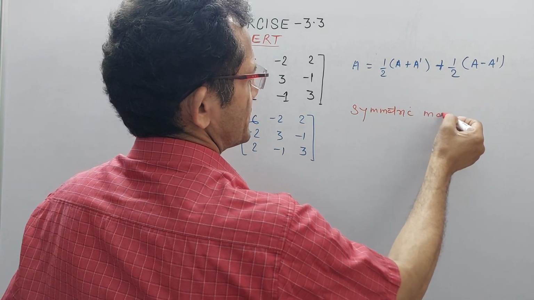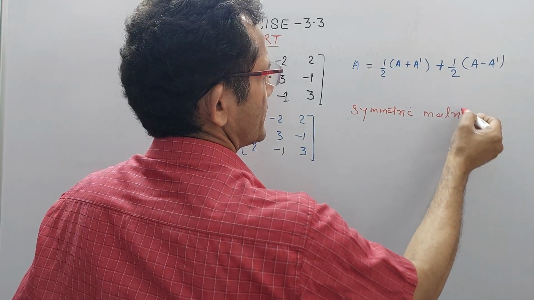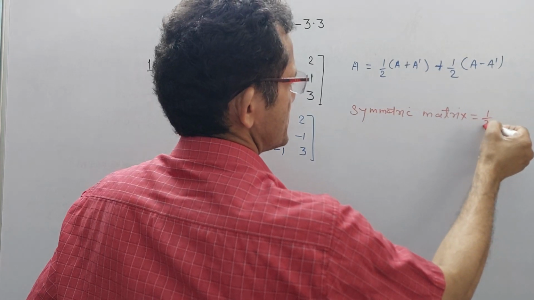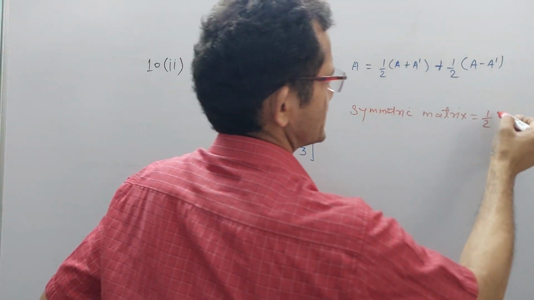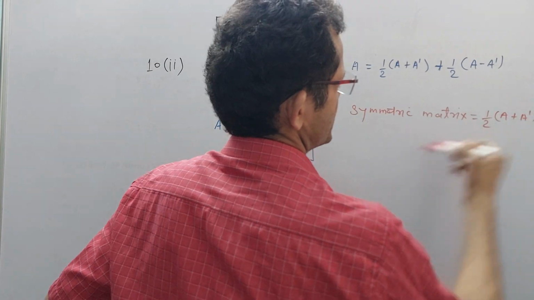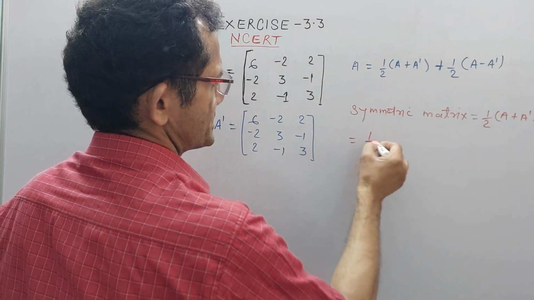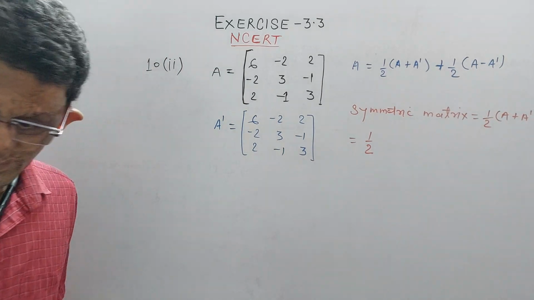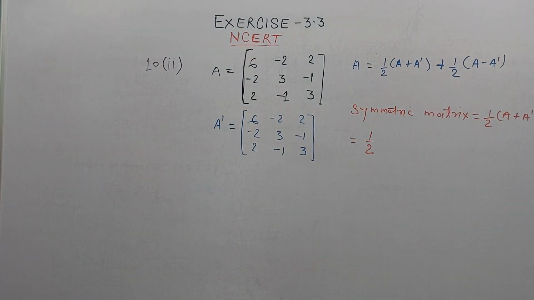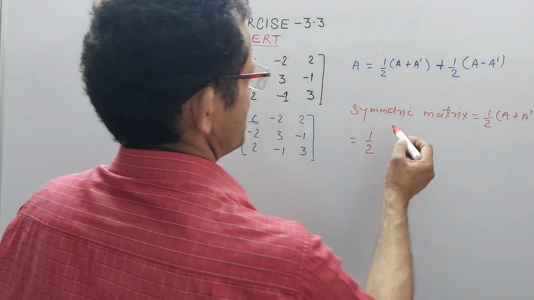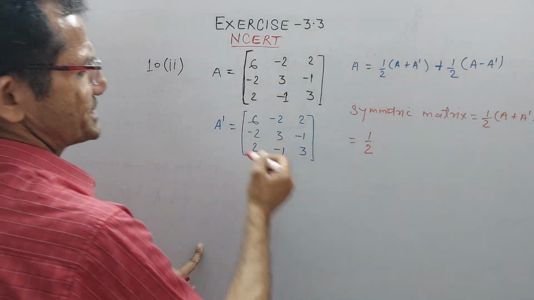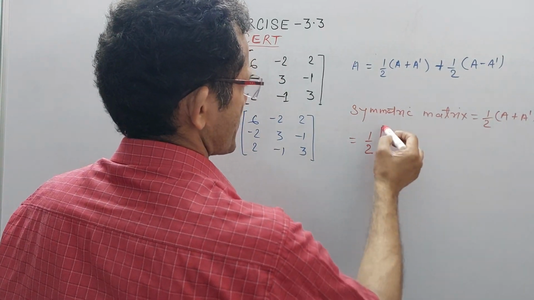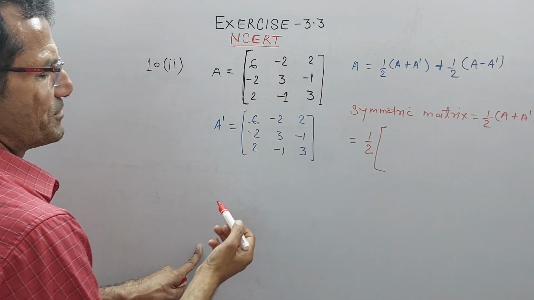Symmetric matrix will be half of A plus A transpose. Now calculate this one, half A plus A transpose. Half is outside, we are just adding the corresponding entries of these two matrices, so 6 plus 6.